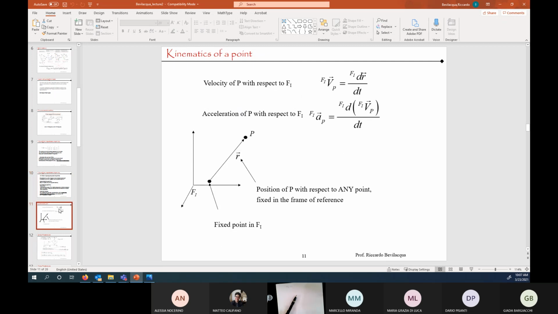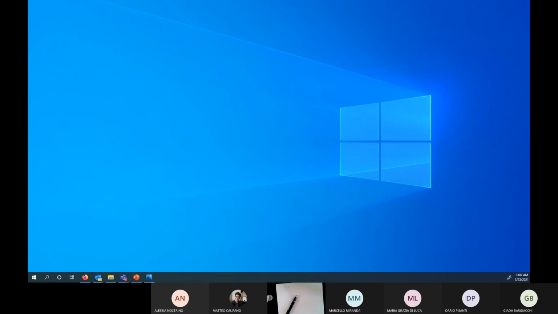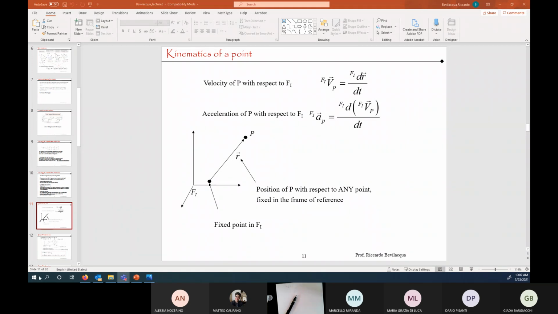Continuing with refreshing things, we should all know how to represent kinematics for a particle, of course. Velocity of a particle with respect to a certain observer, in this case an inertial one, is given as the time derivative of the position vector with respect to the same observer. Acceleration is the time derivative, with the specific observer, of that velocity. You notice here that all these time derivatives have a certain observer specified.